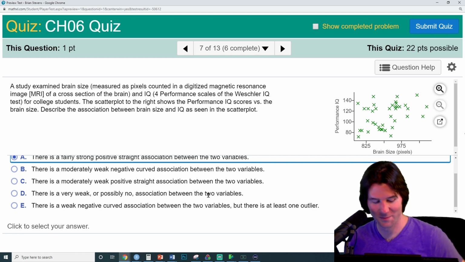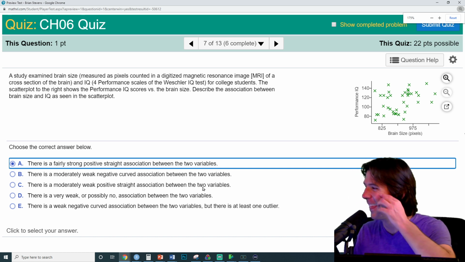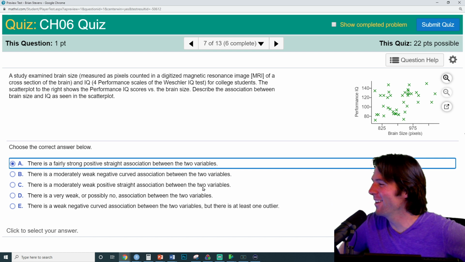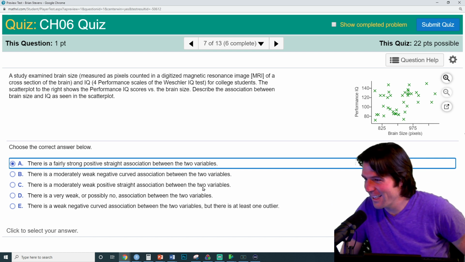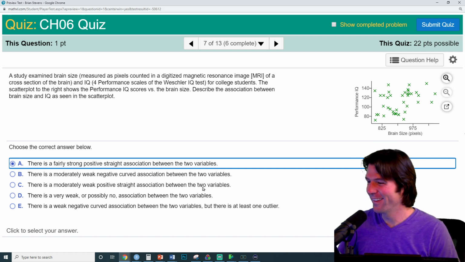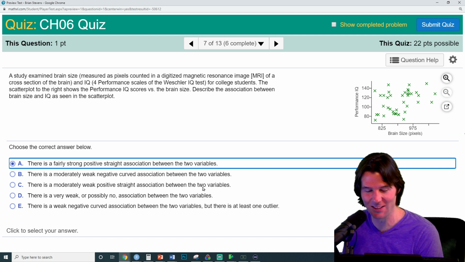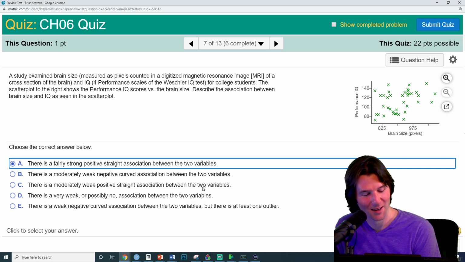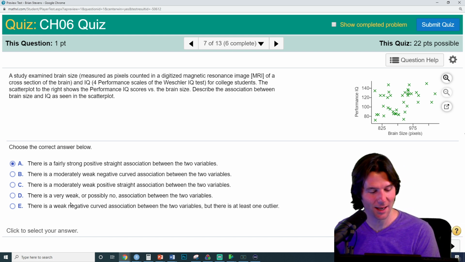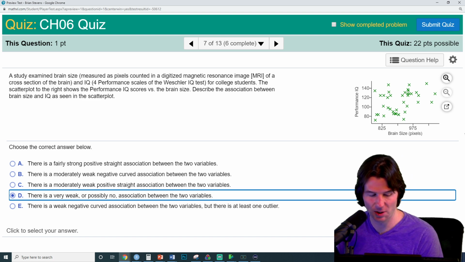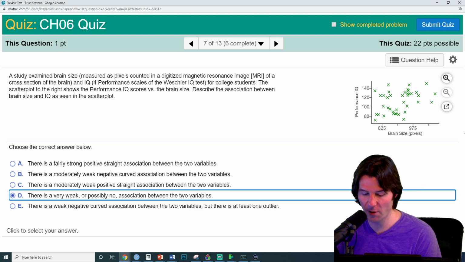There were more answers. Oh, man. I didn't even click fairly strong. I was like, no, it can't be negative. It tricked me. That's the only way my Pearson wins. It's cheating my Pearson. Yeah, and if you heard everything I was just saying, I was like, it's very weak or possibly no association. Negative, curved. It's not negative.